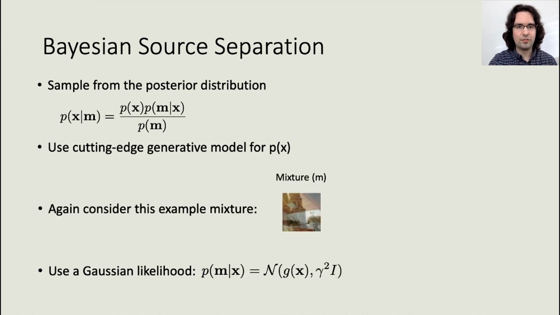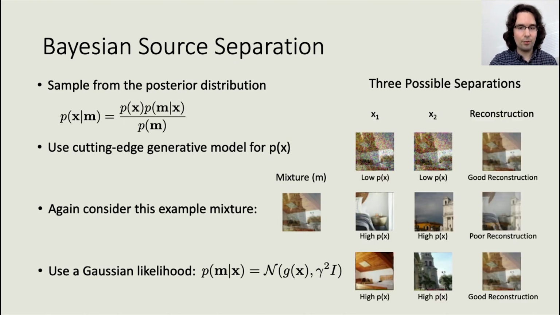Let's look again at that mixture from the previous slide. For likelihood, we'll use a simple Gaussian distribution. We'll make the variance gamma small to ensure a good reconstruction of the mixture. On the right now, we see three possible separations of M.